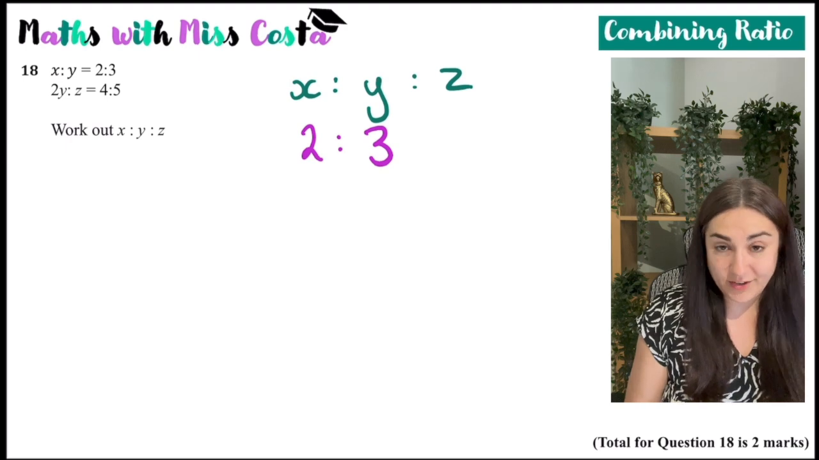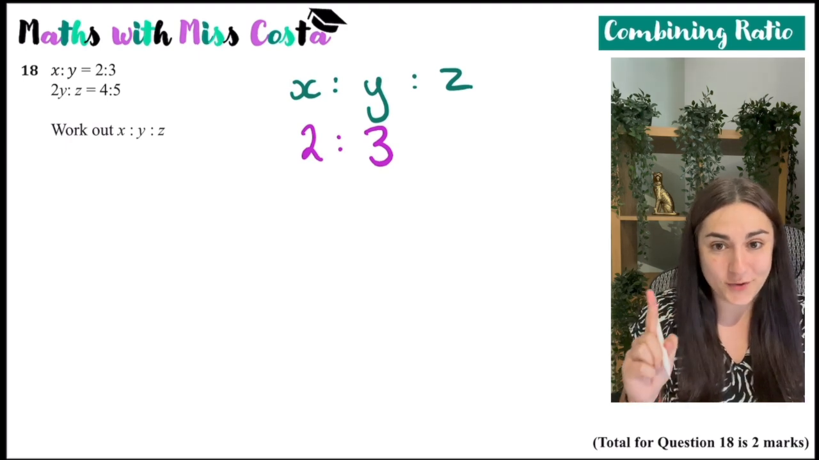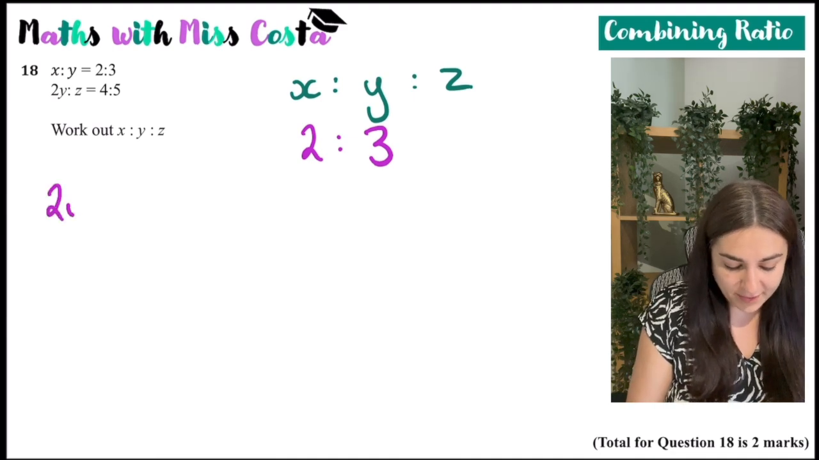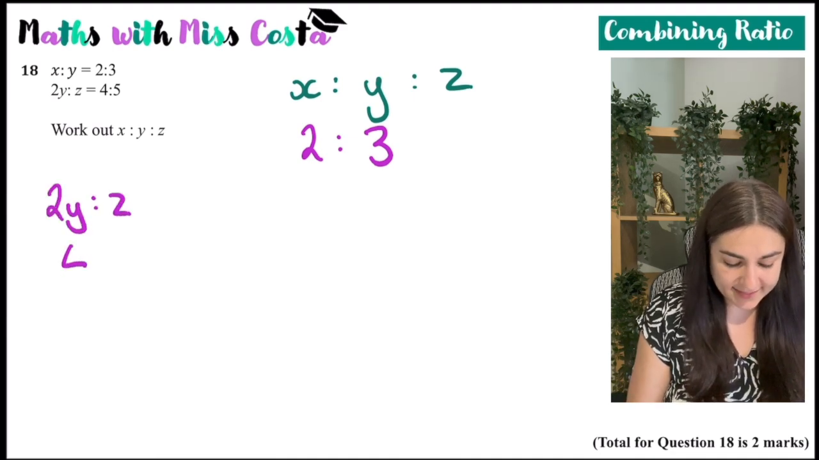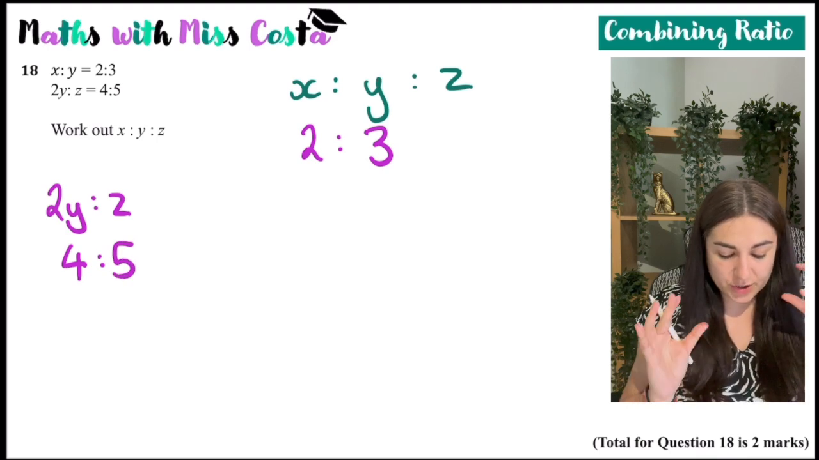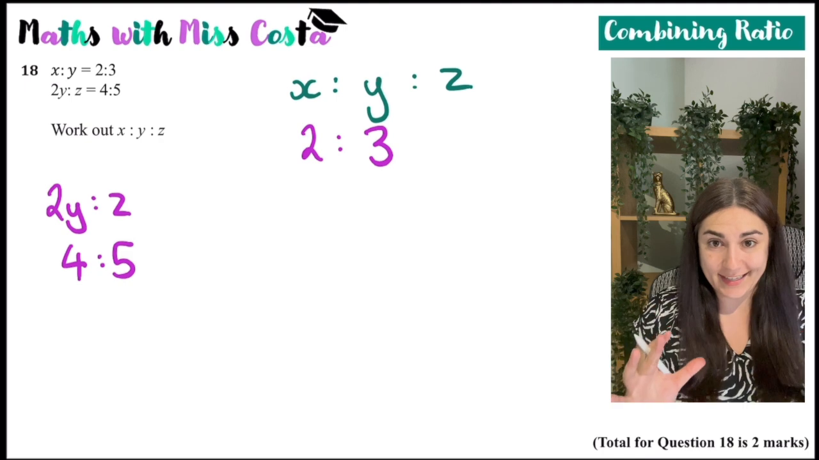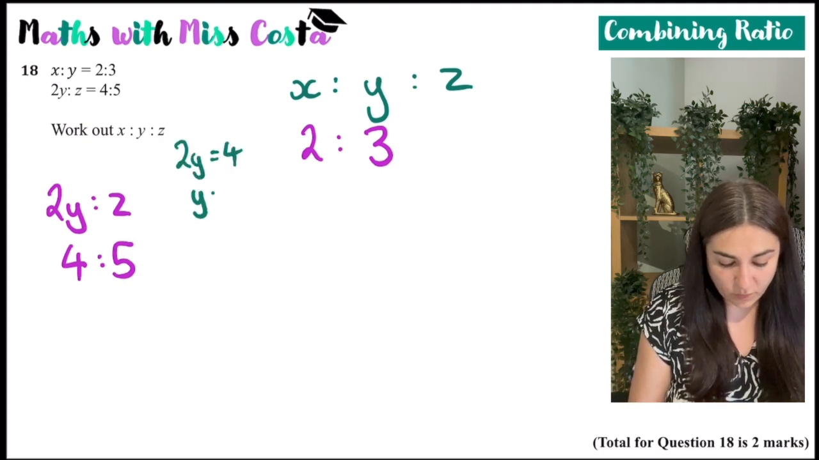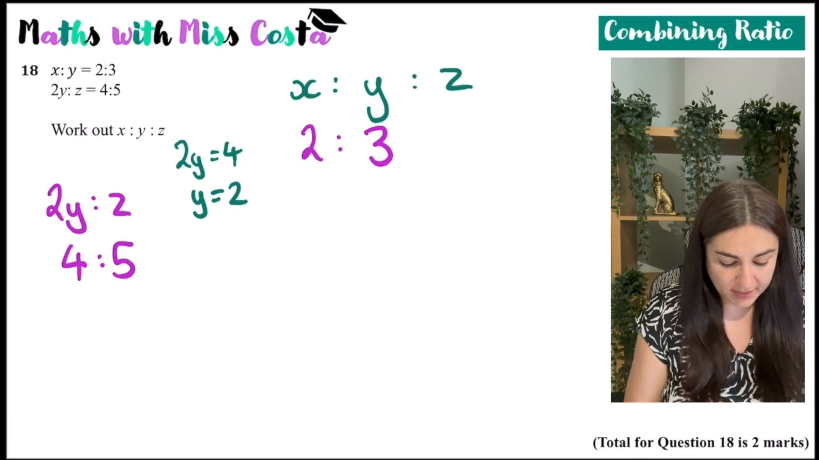Then I know that the ratio, and this is not a simple standard kind of combining ratio question. I know that the ratio of 2y to z is 4 to 5. So 2y is equal to 4. Therefore, if 2y is 4, y must be 2. So the ratio of y to z is going to be 2 to 5.